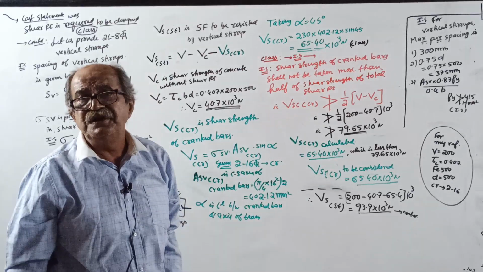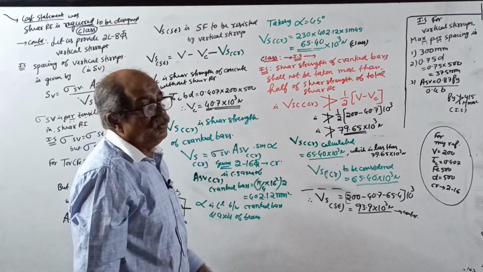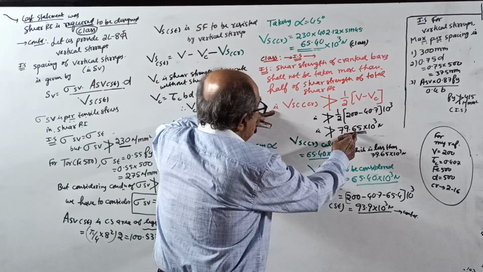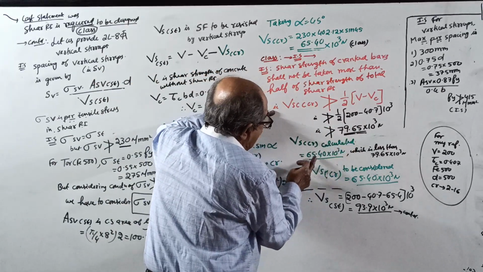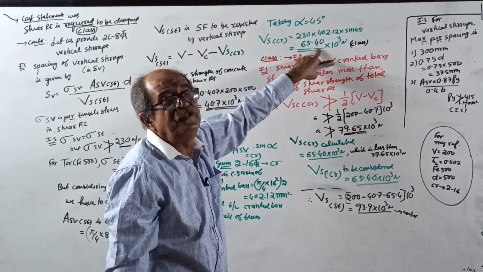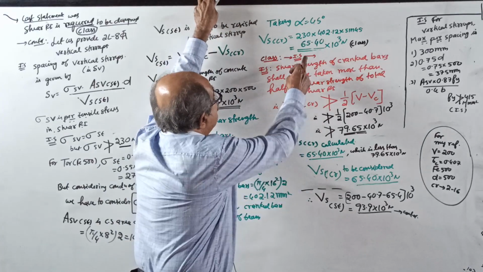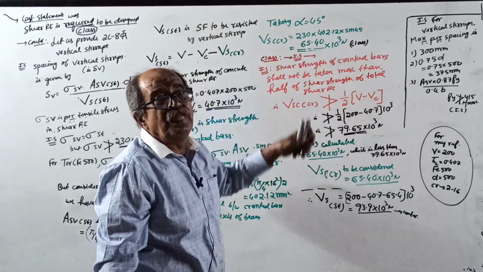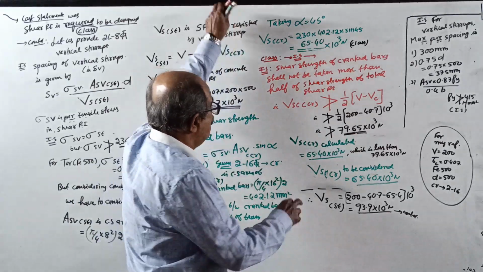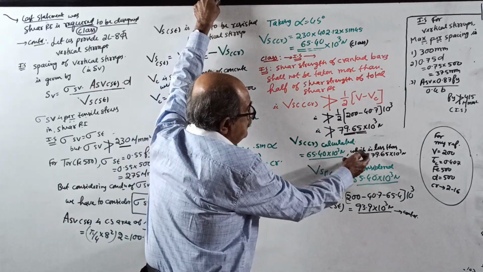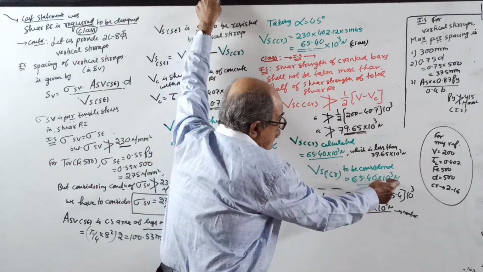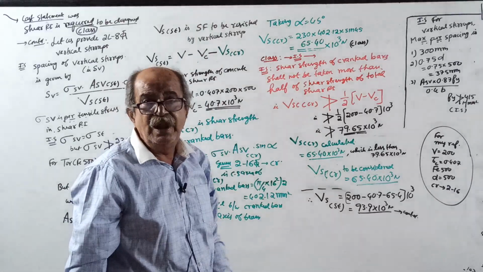So now the IS code condition is that the contribution of the cranked bars you provided should not be taken more than 79.65. But the VSCR calculated is 65.4. The actual available strength is 65.4, and the IS code limit is 79.65, so the available strength is less than the limit. So we have to consider VSCR equal to 65.4 times 10 to the power 3 Newton only.